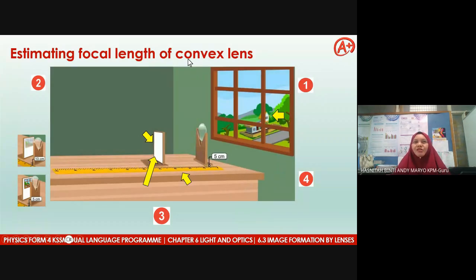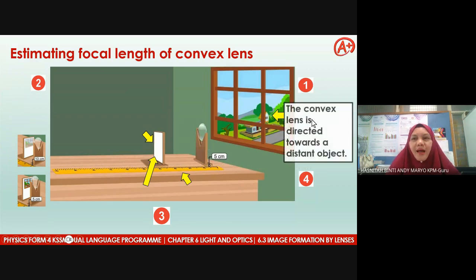We may try this in school next week. There are 4 steps involved, very simple. First, we prepare this apparatus: a convex lens together with a holder, then a long ruler, and a white screen which is placed behind the lens. This lens should be placed next to a window.